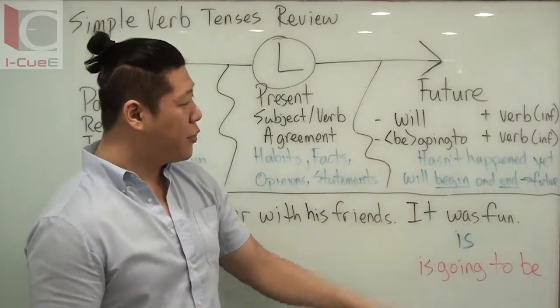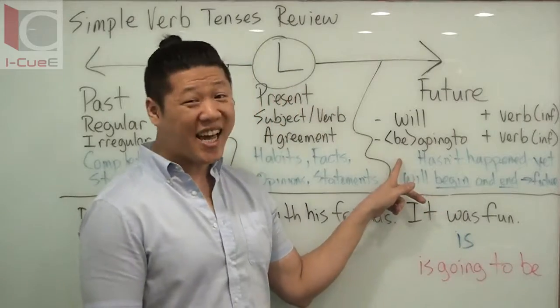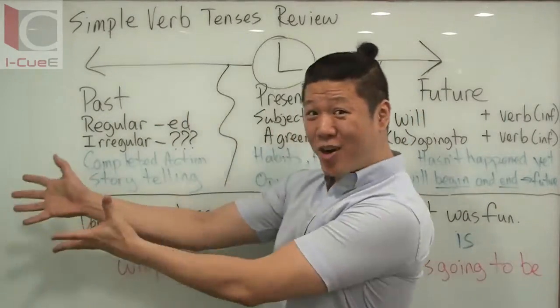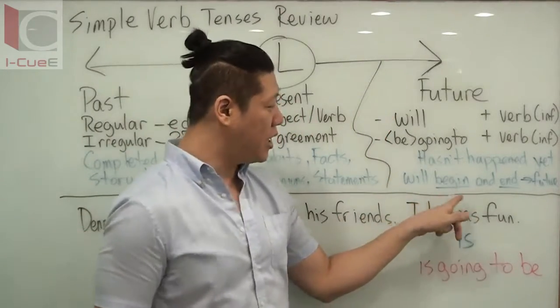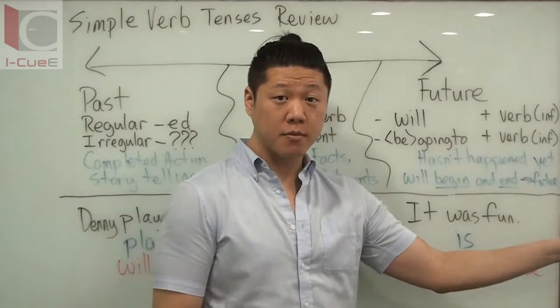So when do we use the future tense? It's the opposite of the simple past tense. Simple future, it hasn't happened yet. Simple past, it's done. Simple past started and finished in the past. Simple future will begin and end in the future. It will start and finish later, okay?